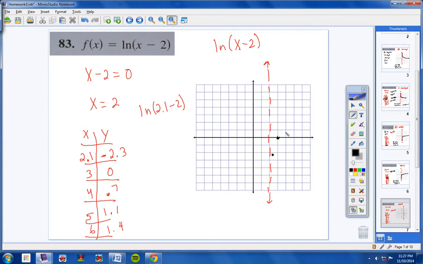4 would be at 0.7. 5 would be at 1.1. And 6, 1.4. So there we go. Pretty decent curve there.